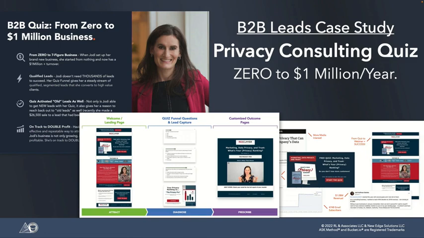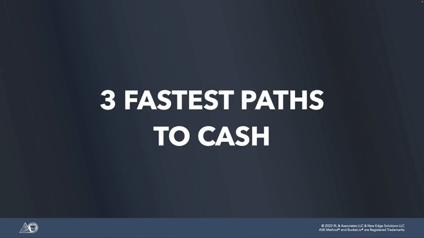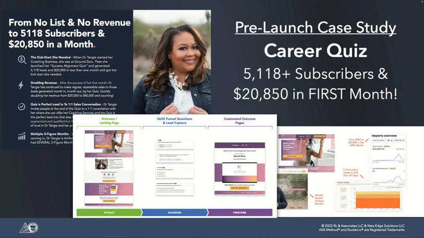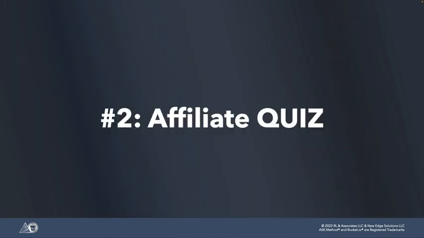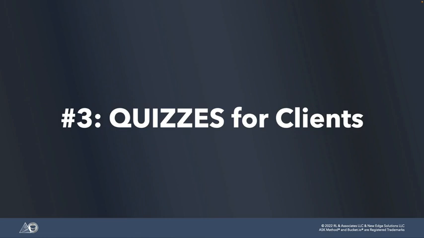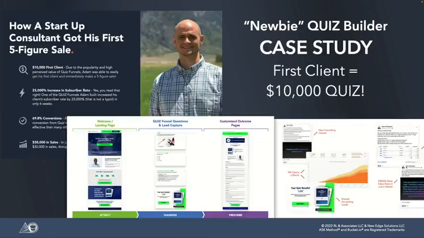We talked about complete beginners and the 3 fastest paths to cash, building a pre-launch quiz, using a quiz to create a line of people out the door before you launch your business or product, so that way you can launch with a bang. Just like Dr. Tangi Watkins, who launched her coaching practice on the back of a quiz, $20,000 in her very first month ever. We talked about selling somebody else's product as an affiliate, not even creating your own product, just like Jeff and Mark do in their business. And we talked about building quizzes for other people, just like Adam does.